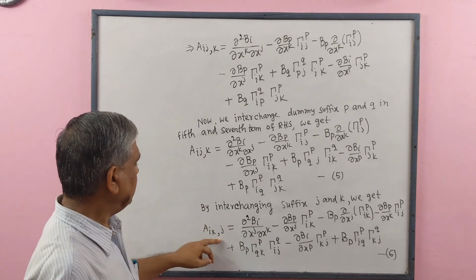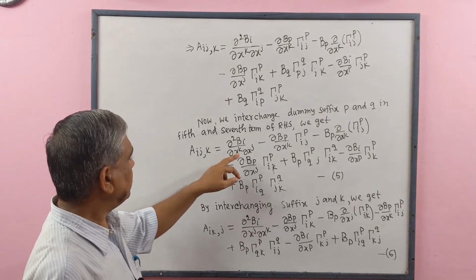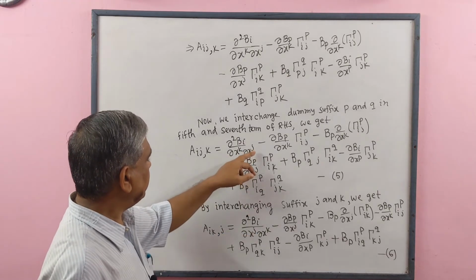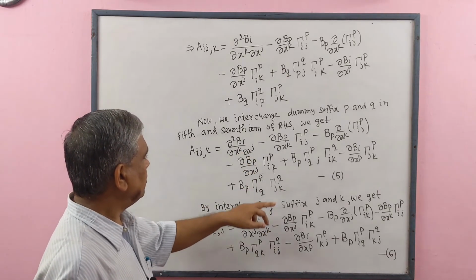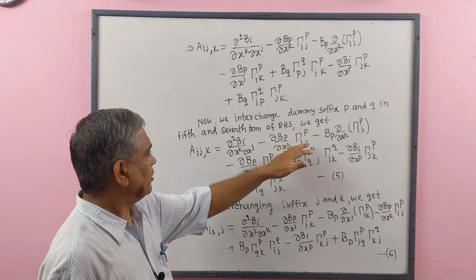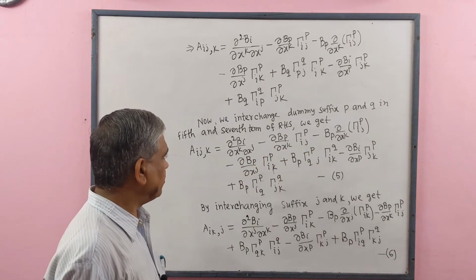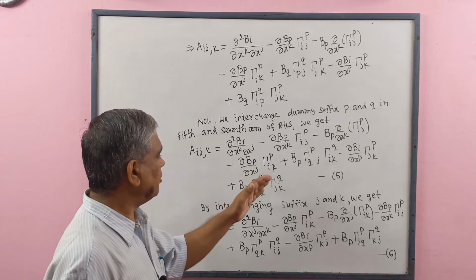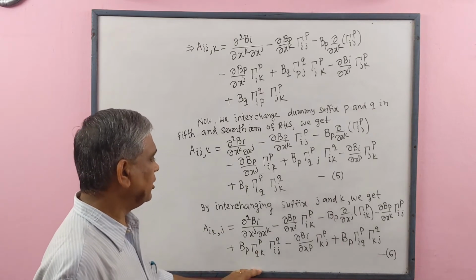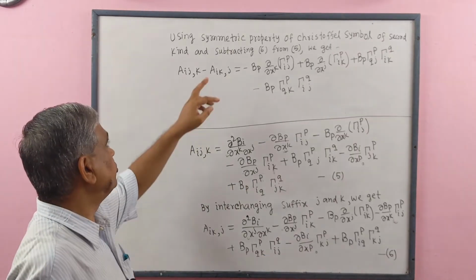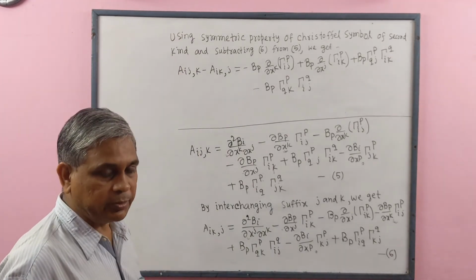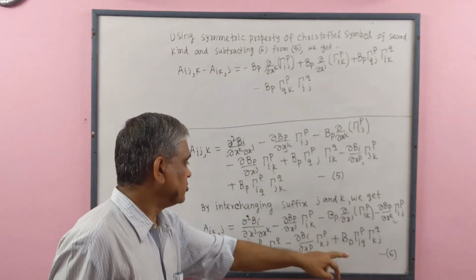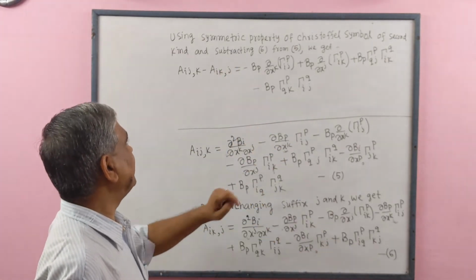By interchanging suffix J and K of 5 in both sides, we get here A, I, K, J, left side. In right side, here we have K, we write J. Here we have J, we write K. So in all places where we have J, we write K, and where we have K, we write J, and we get equation 6.